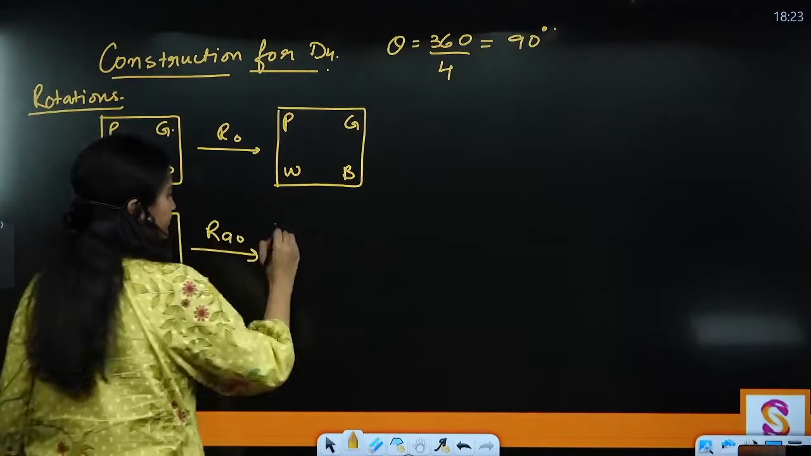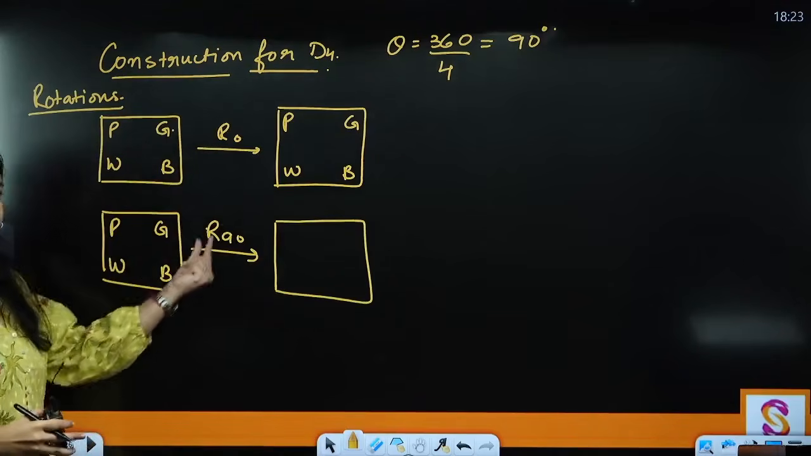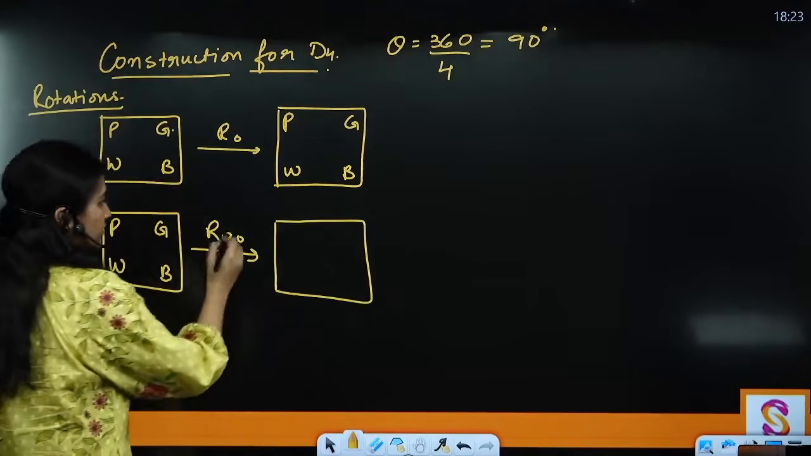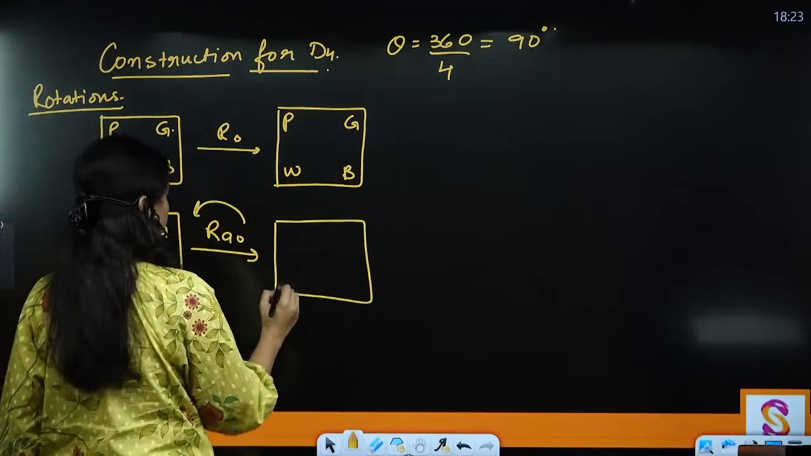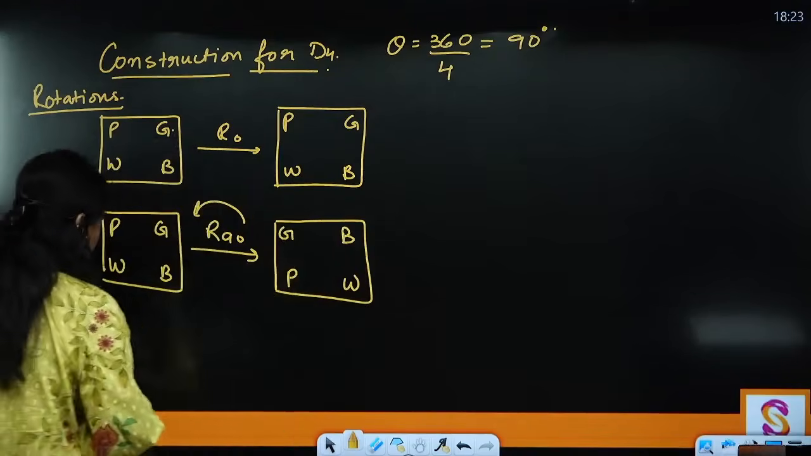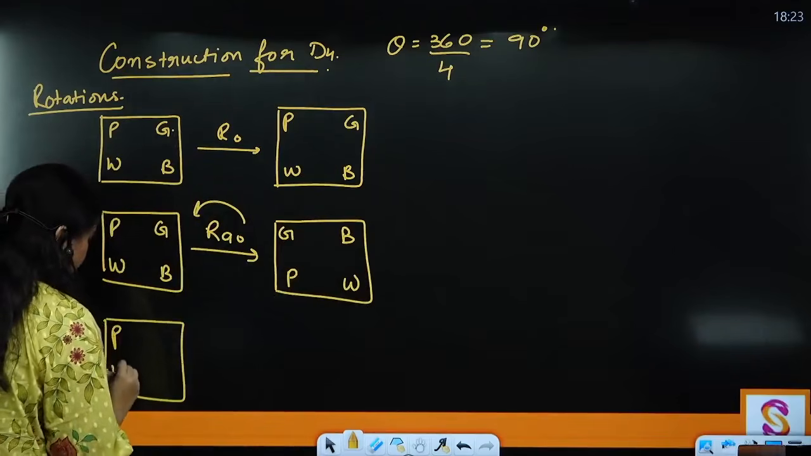Then next one we have R90. So for 90, what is going to happen? Each vertex's place is being shifted by one place, anti-clockwise. So this is going to be P, W, B, and then we will have P, W.